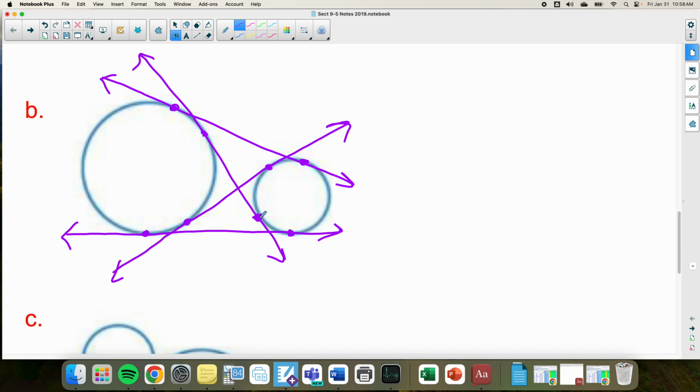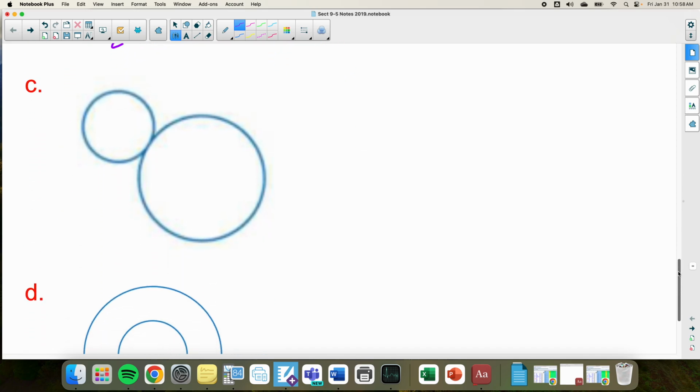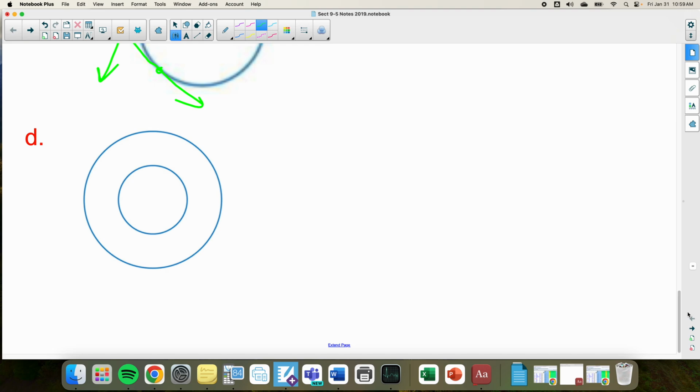All right? Then if I look at this one, how many do you think we could draw? Three. One right down here, and then one along the top, and one along the bottom. You don't have to draw the points where it touches the circle? No, you don't have to. All right, how many for D? Zero, right? You couldn't do that. So we'll just say none.